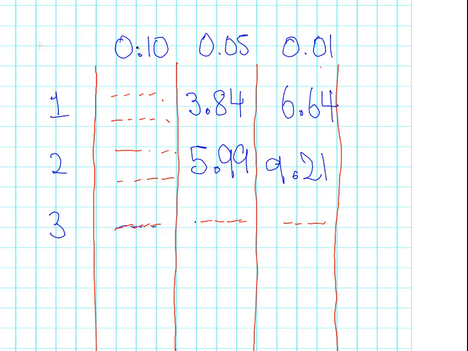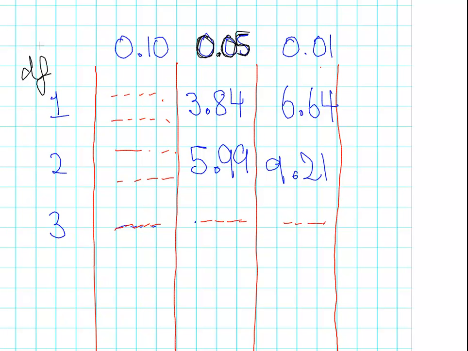What we're going to do here is go to our tables, and this is just a rough sketch I've done. Essentially we're going to go to the column 0.05, because that's our significance level. So that's the column. So far so good. The next thing we're going to do is find our degrees of freedom. The rows essentially tell us the degrees of freedom.